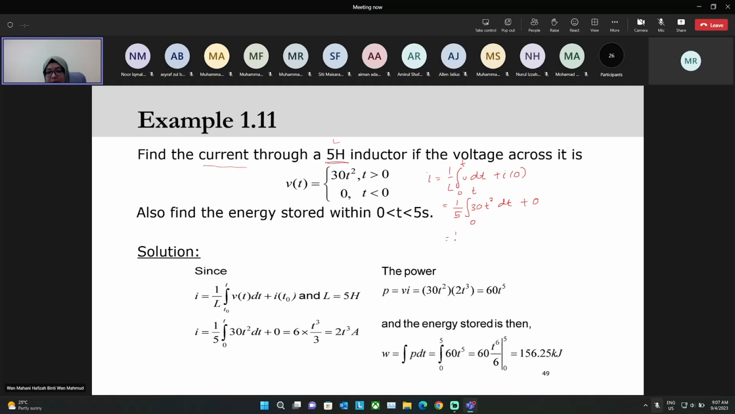Alright, so seterusnya 1/5. You nak keluarkan 30 dulu pun boleh. Kalau tak nak keluarkan pun tak apa. Teruskan sahaja dengan integration. 30 T kuasa 2, integrate jadi apa? T kuasa 3 divide with 3. Right. Integration you tambah 1, you divide with the new power. Then from 0 to t. Yang belakang ni lebih lah. So kat sini 1 over 5, kat dalam ni dah jadi 10 t cube t0.